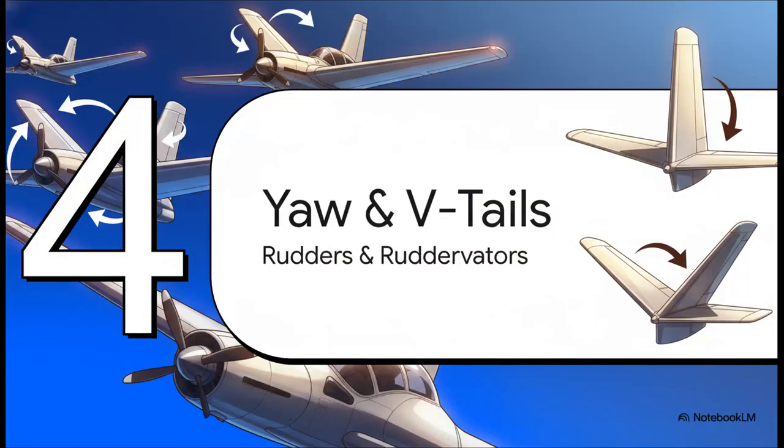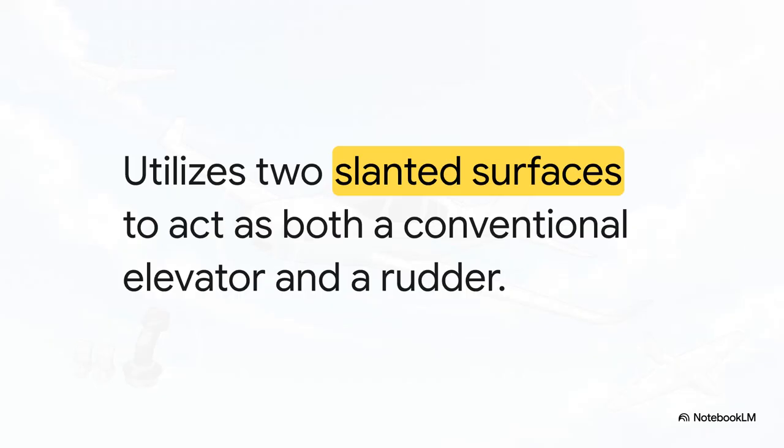Let's wrap things up with Section 4, yaw and V-tails, rudders and ruddervators. Normally, we expect a vertical fin with a rudder for yaw and a horizontal fin with an elevator for pitch. But the V-tail, famously used on the Beechcraft Bonanza, combines your horizontal and vertical stabilizers into two slanted fixed surfaces. They form a perfect V-shape and handle both directional and longitudinal stability all at once.